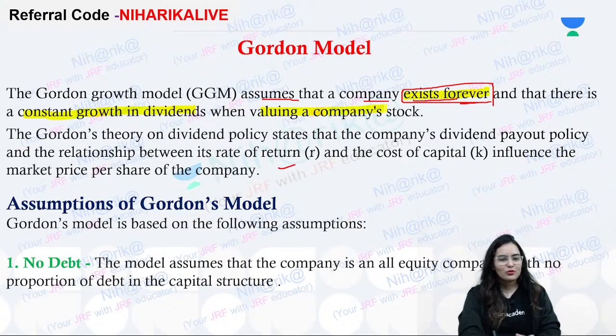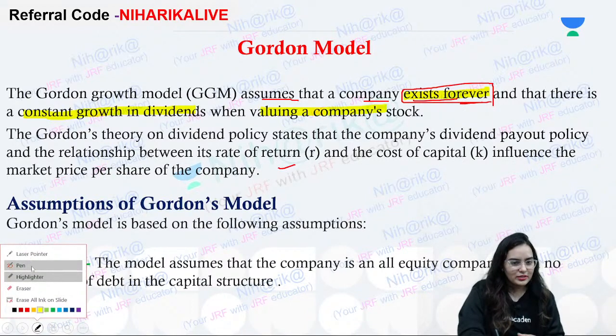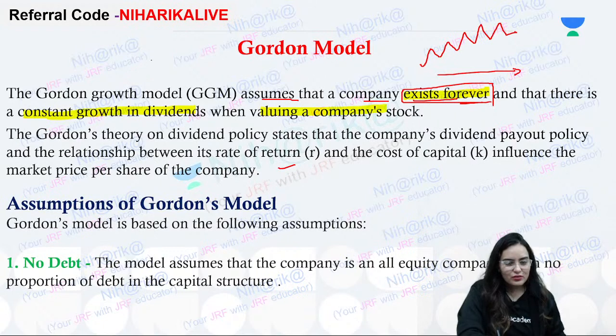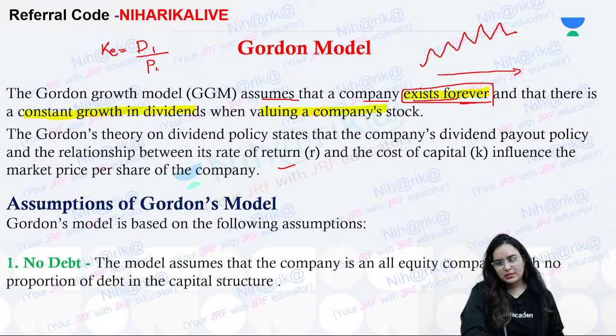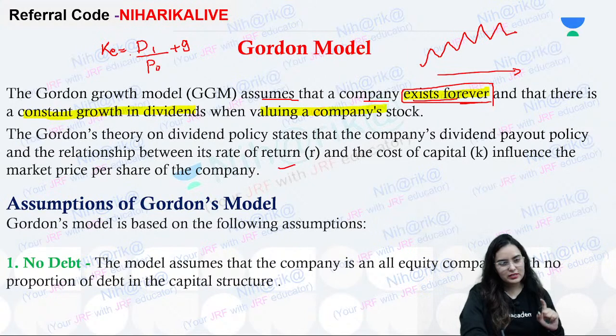How come constant growth in dividend? Why not up and down, up and down in dividend? Why constant growth in dividend? Because you have seen the formula of the Gordon model. How many of you have seen the Gordon model formula? Remember that formula. Ke is equal to D1 upon P0 plus g. Have you seen this formula? Ke equals D1 upon P0 plus g.